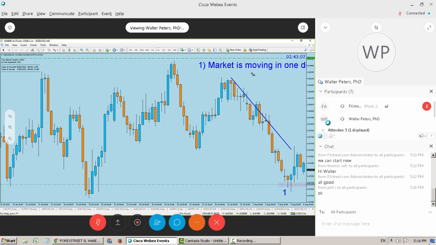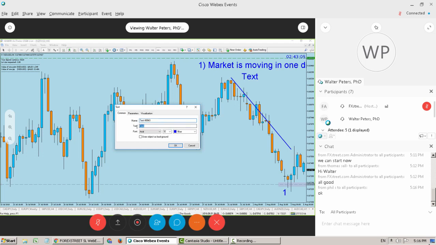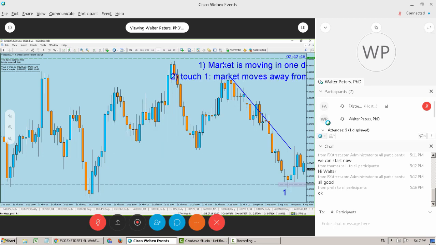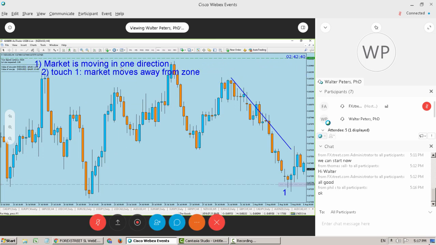And then it needs to move away from a support and resistance zone. It doesn't matter if it's moving down from a resistance level or up from a support level, but the market moves away from the zone. So after touch 1, the market moves away from the zone. All right, is everyone clear on that? Does that make sense? So the market's moving in one direction, and then after touch 1, the market moves away from the zone. That's what we have here.